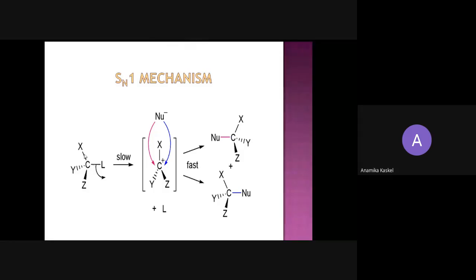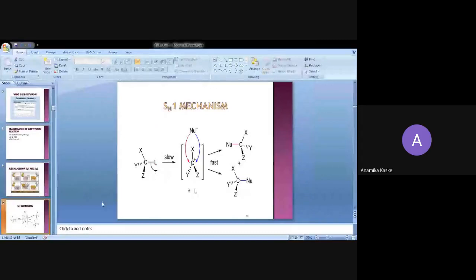First of all, in the slow, rate-determining step, there is a formation of the carbocation C+. That means the leaving group is just removed, and there is a formation of the carbocation. After formation of the carbocation, the nucleophile will attack. If you consider an example, you can easily understand that.